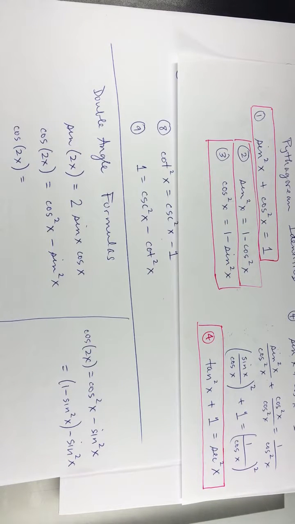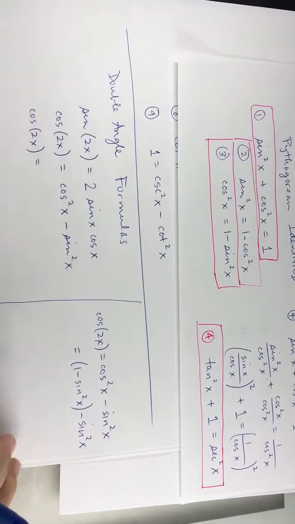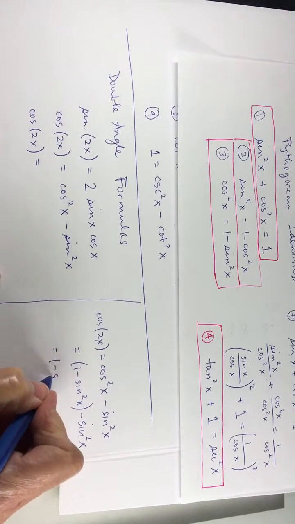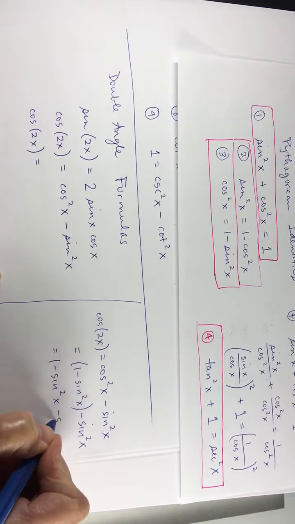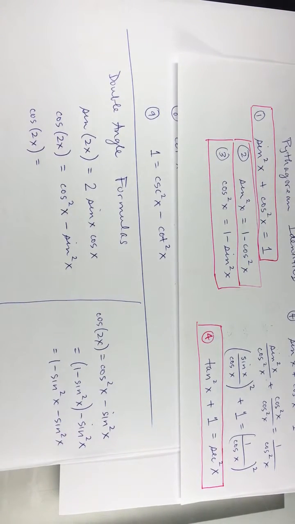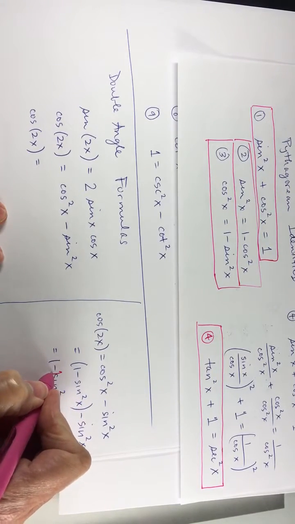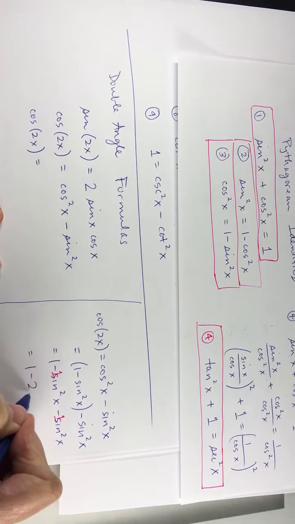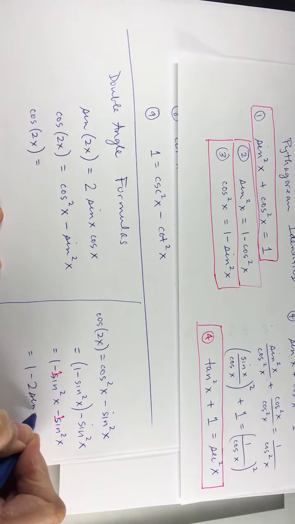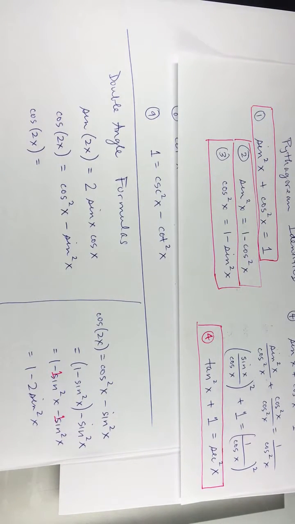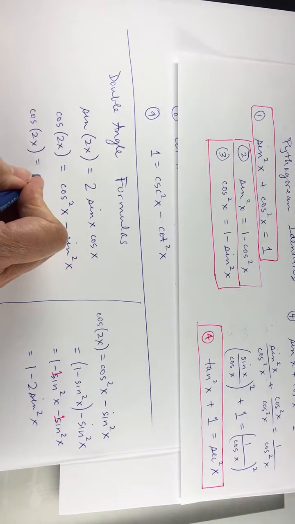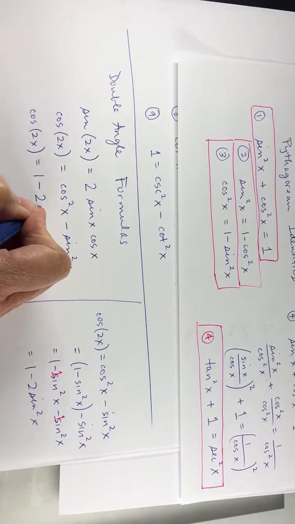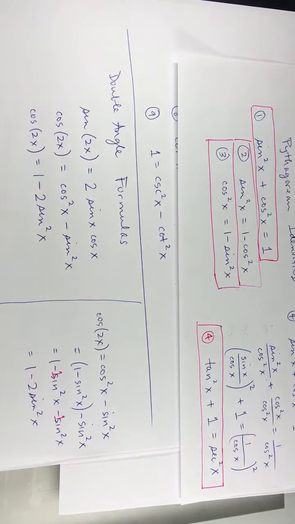Then I have 2 like terms, negative sine squared x and negative sine squared x. Those parentheses are really not serving any purpose. And in fact, remember I can always put a coefficient of 1 in the front. Minus 1 sine squared x minus 1 sine squared x. So that's 1 minus 2 sine squared x. So cosine 2x can be written as 1 minus 2 sine squared x.